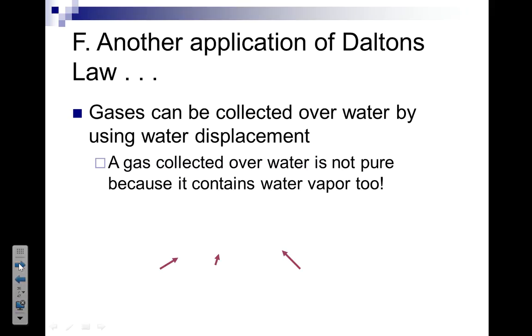So a gas that's collected over water, we said, is not pure. It's not the pure gas because it also contains water vapor. So if you look at Dalton's law, Dalton said that the total pressure in a container is equal to the sum of the partial pressures. So if you apply that law to this example, the pressure of the gas you collected plus the pressure of water, the vapor pressure of water, when you add those together, that will actually equal the total pressure.